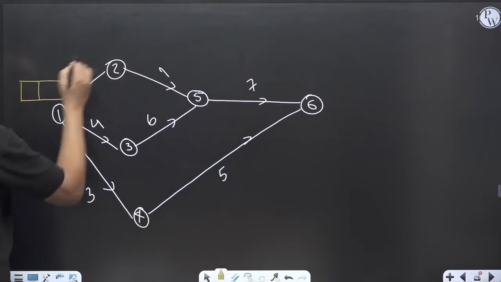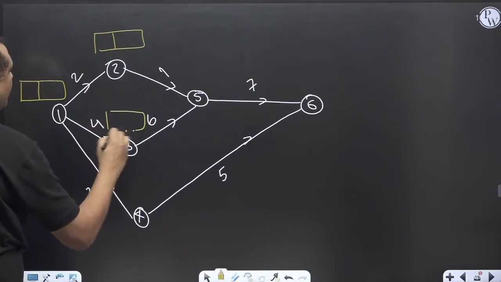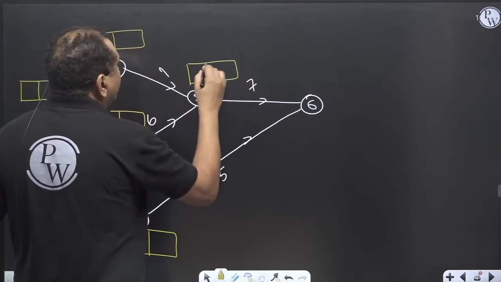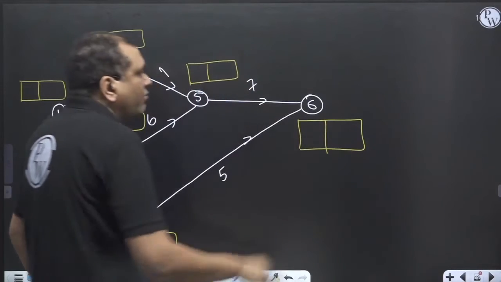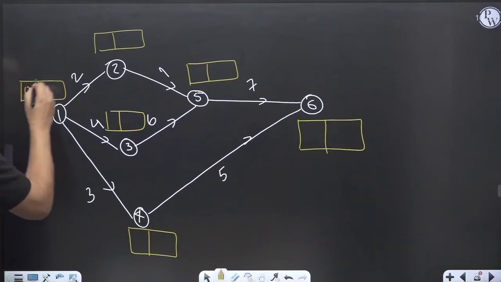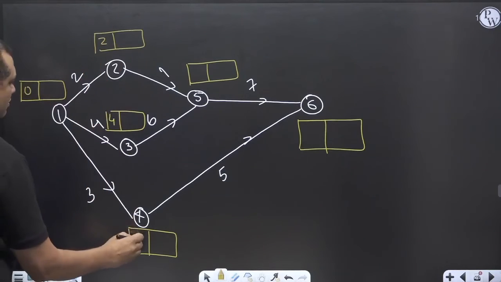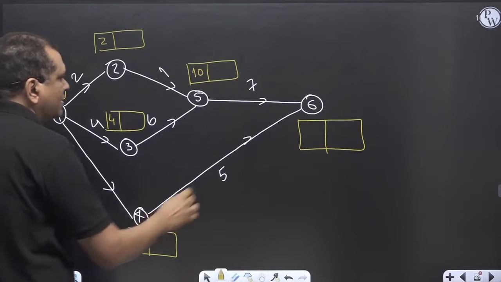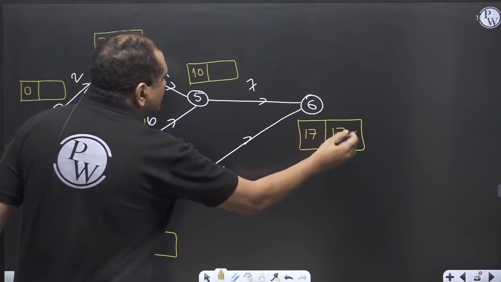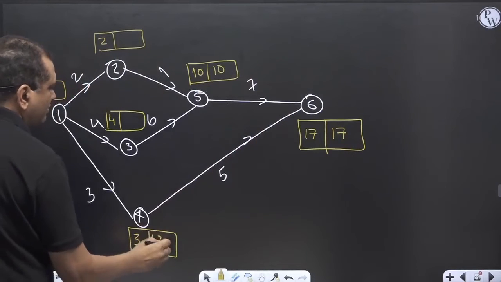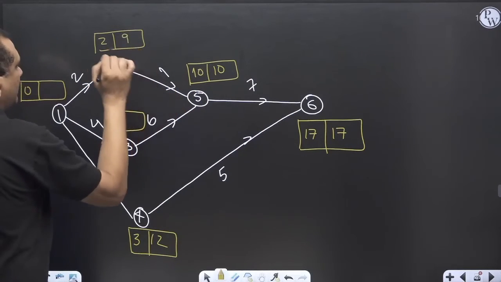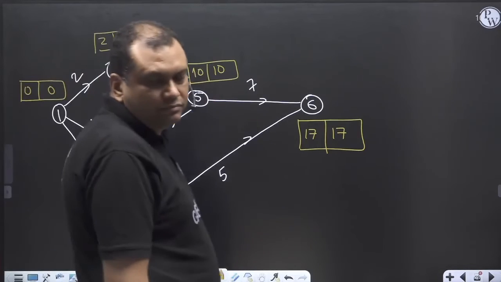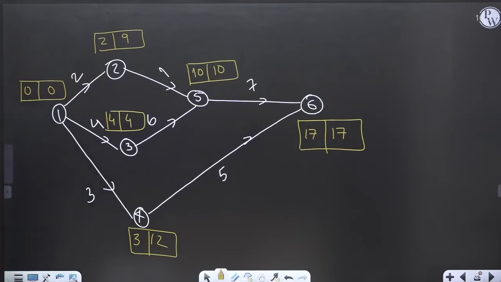Do the boxing at each and every node. Do the forward and the backward pass. 0, 2, 4, 3. 2 plus 1, 3. 4 plus 6, 10. 3 plus 5, 8. 10 plus 7, 17. 17 minus 7, 10. 17 minus 5 is 12. 10 minus 1 is 9. 10 minus 6 is 4, and 0. This is the forward and the backward pass.